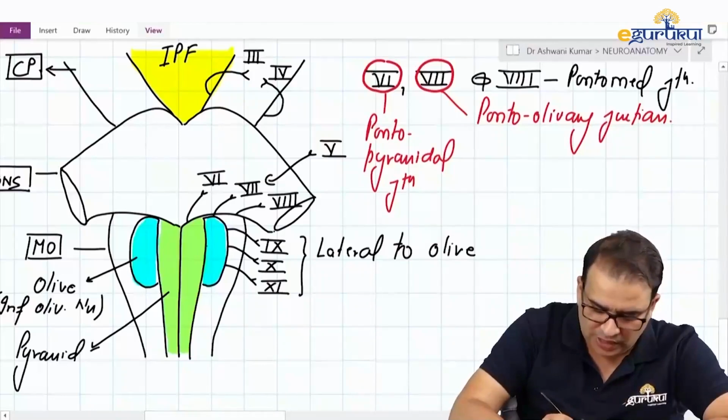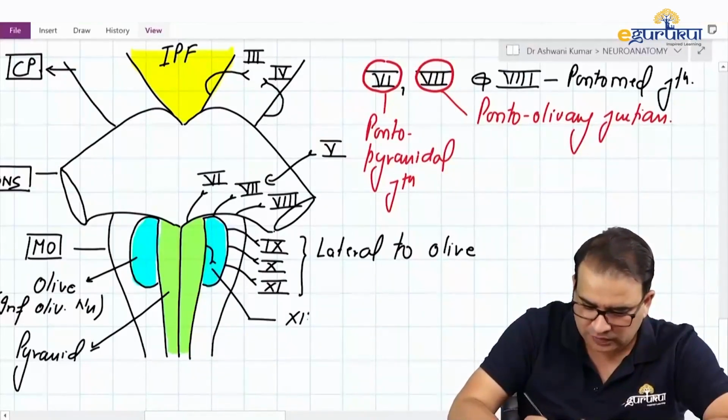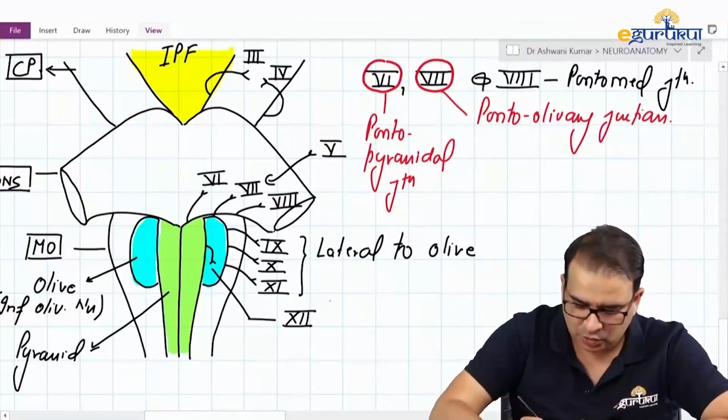And finally, the only nerve that you see emerging between the olive and pyramid is the 12th nerve. That's the only nerve which emerges between the pyramid and olive.